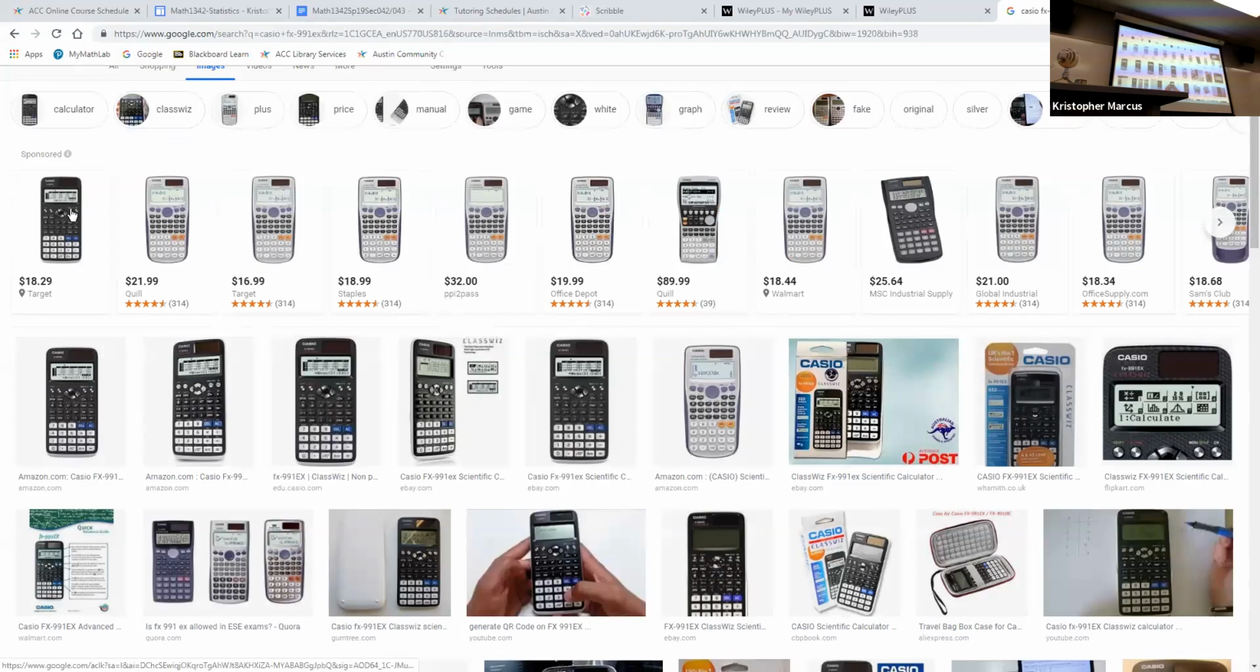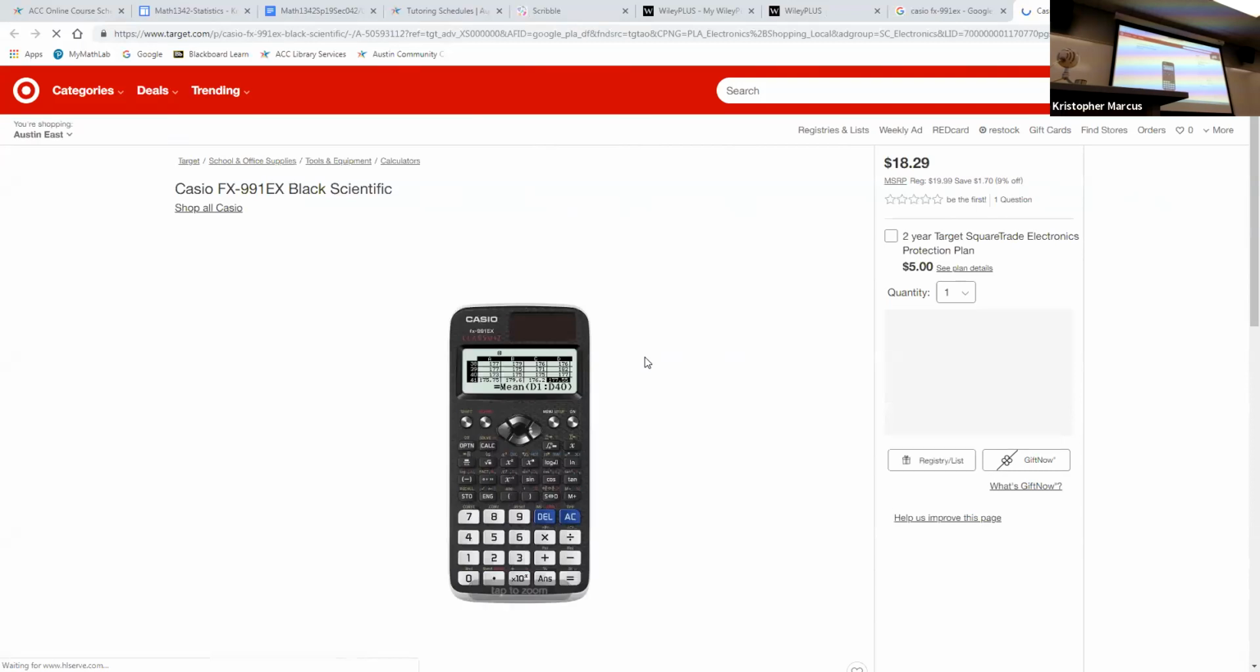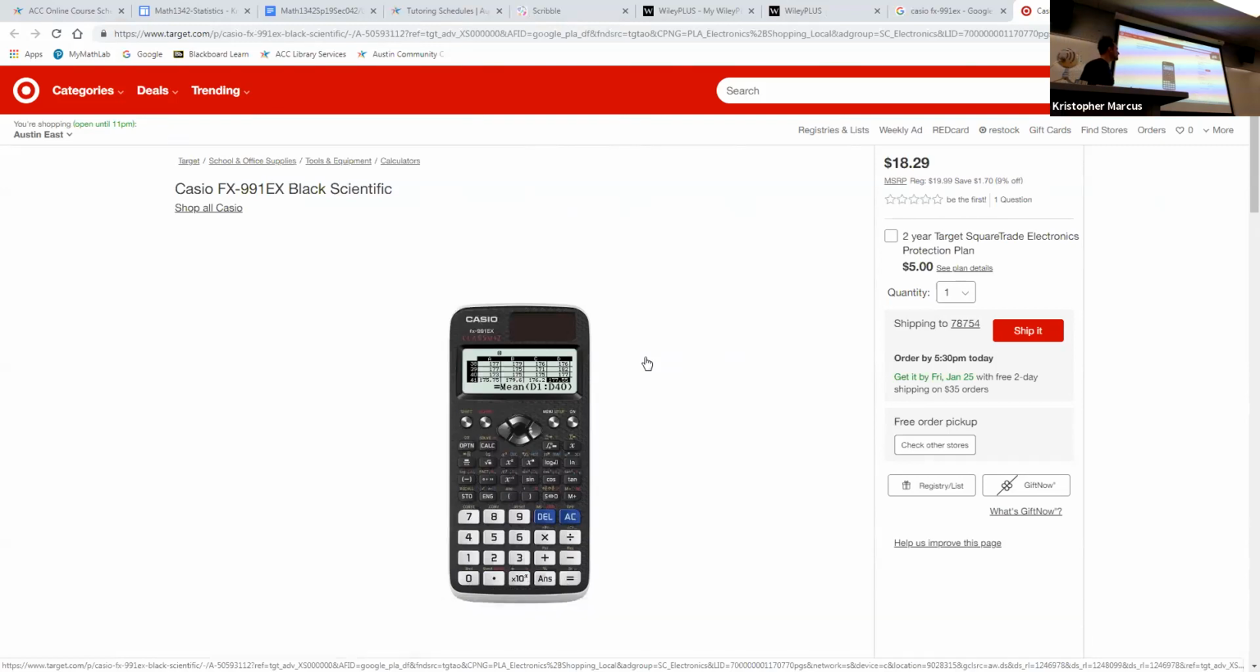Yeah, it's this one. Oh, here, Target has it. That's great. All right, looks like this. It has a white cover on it. It's no more than $20 anywhere you go. You can find it at Target. You find it now at Walmart, easy to find. The TI that's listed is just as good.